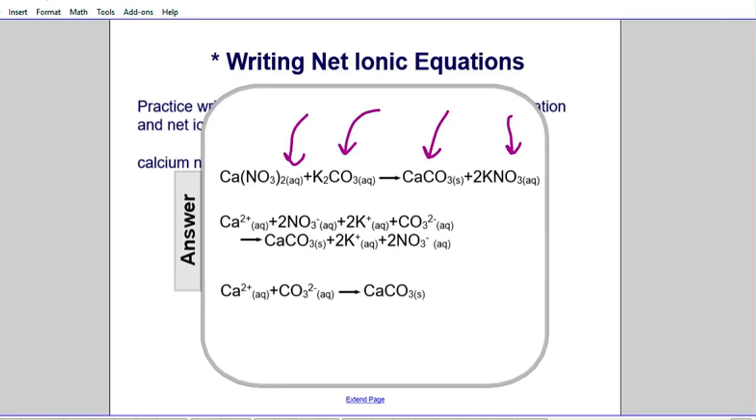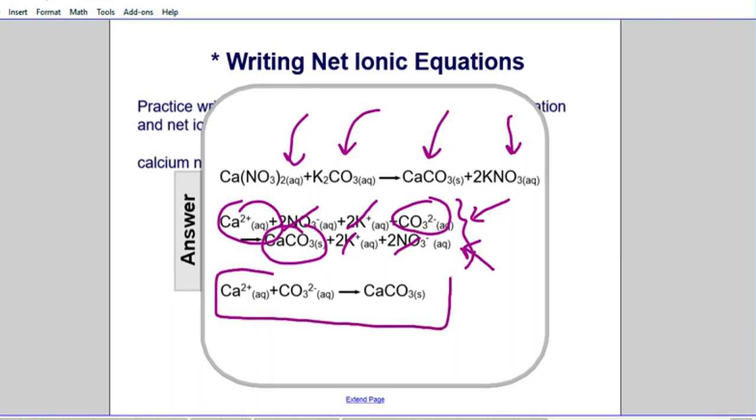Second, we want the complete ionic equation, and that's over here. I've got it in 2 lines. We've got the products up here and the reactants on the second, just so it fits here. Notice we've disassembled everybody except for the calcium carbonate. Then we're going to cross out like items. So here's 2 nitrates, gets rid of that. 2 potassiums, get rid of that. And we're left with calcium and carbonate on the left and calcium carbonate on the right. And this is our net ionic equation.